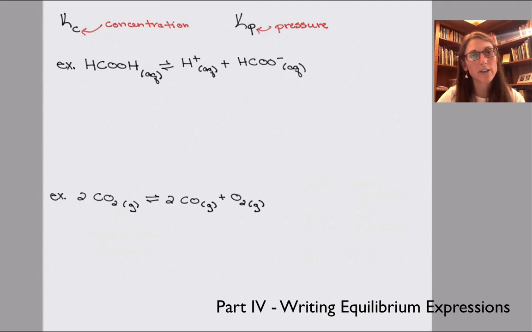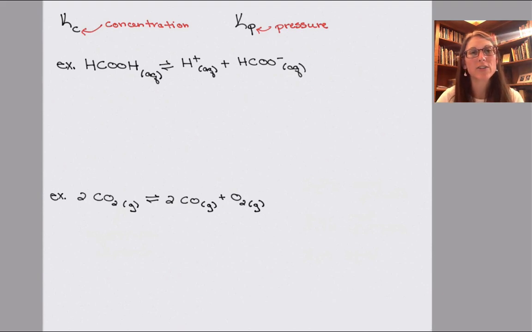And so we're going to write one of each here. If we look at the upper equation I have written, we have HCOOH, which is an aqueous solution reacting to form a hydrogen ion and HCOO minus. So that's formic acid reacting to form a hydrogen ion and the formate ion. Obviously, there's no gases here, so it makes more sense to talk in terms of concentration.